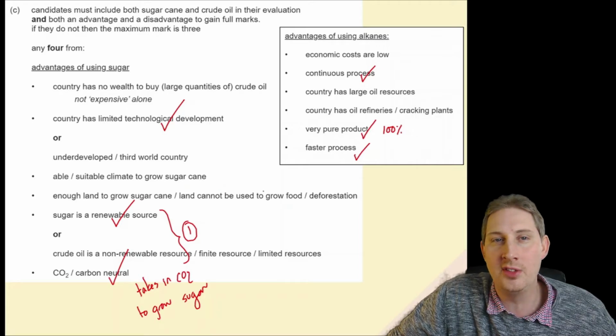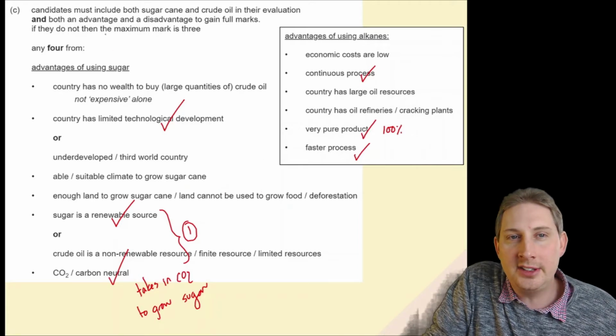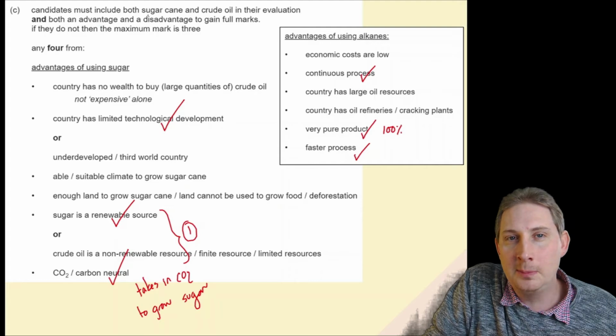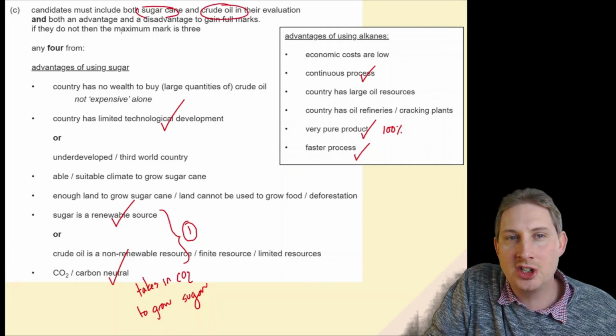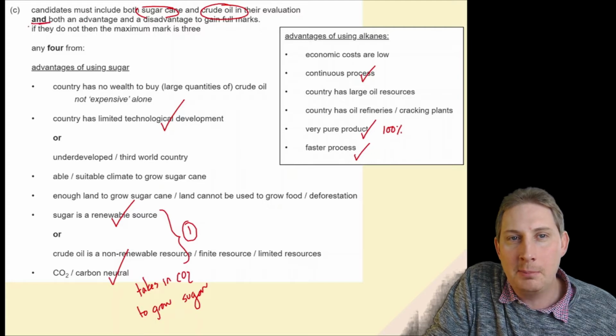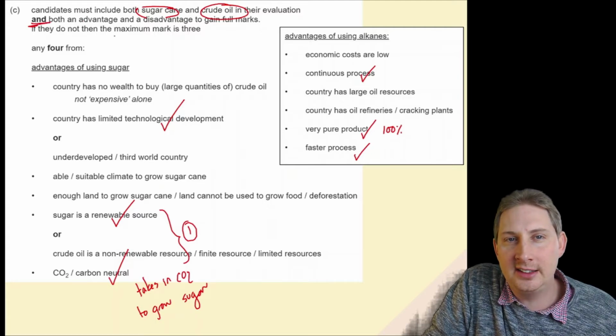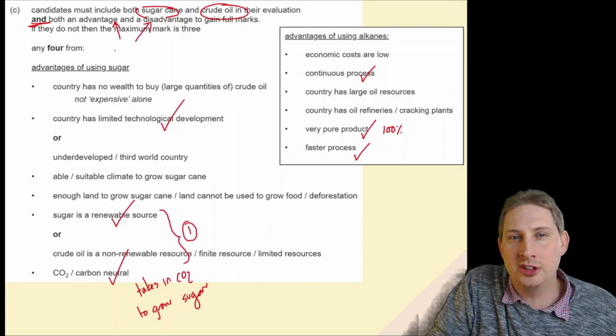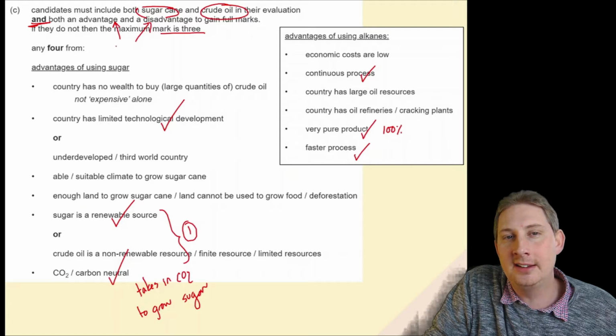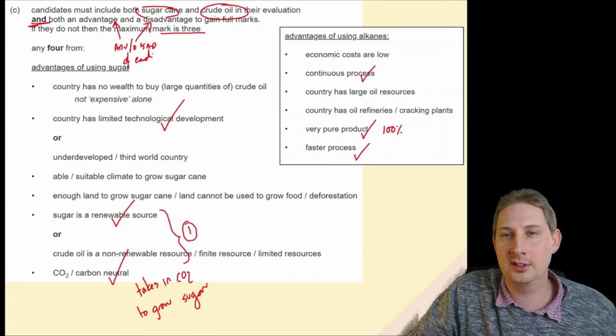and you only needed 4 of those. Notice it says at the top, candidates must include both sugarcane and crude oil in their evaluation, and both an advantage and a disadvantage of each to get full marks. So just as I said, if not, the maximum mark is 3. So you did need an advantage and a disadvantage of each to get full 4 marks.